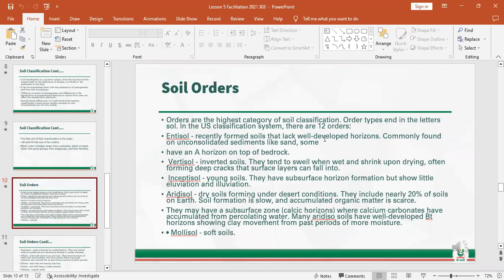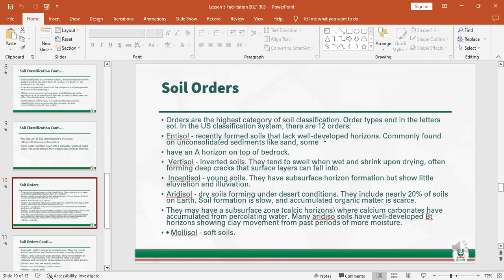Inceptisols also are young soils. They have subsurface horizon formation, but they show little eluviation and illuviation. When we talk about eluviation, we're talking about movement of materials out of a particular horizon, and illuviation is where these materials are entering. So they are the eluvial and illuvial layers.